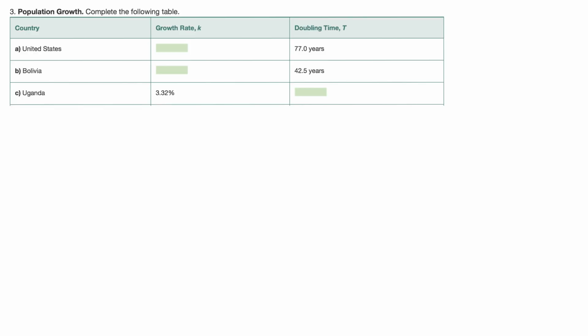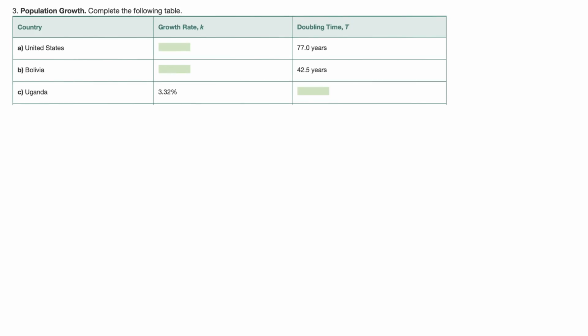Here's some questions that look at exponential growth functions and solving for them. The first one involves population growth, and they talk in this question about something called doubling time. So they give you the doubling time, and what doubling time means is the time it would take a population to go, say, from 1,000 people to 2,000. So they give you the t value, and they're looking for the growth rate, which is k.